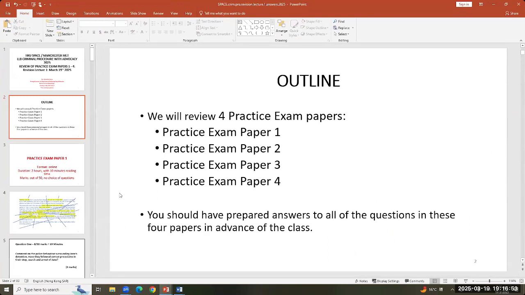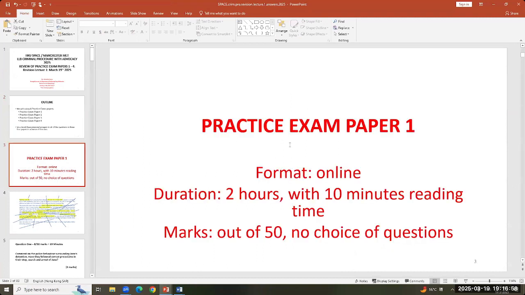Okay, so we're going to start by looking at practice exam paper 1. So this was, because it's from 2020, actually the time limit was different. The time limit used to be longer, 2 hours, and there used to be 10 minutes of reading time. Right, so that's one thing to bear in mind when you look at the content of the question.